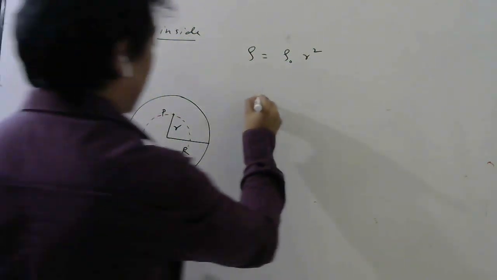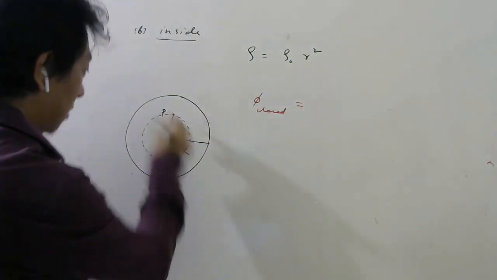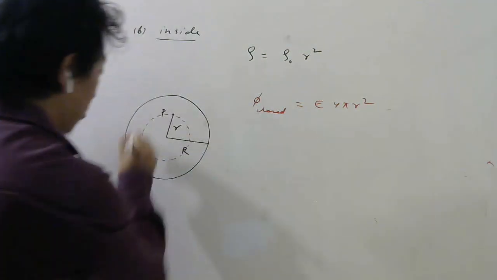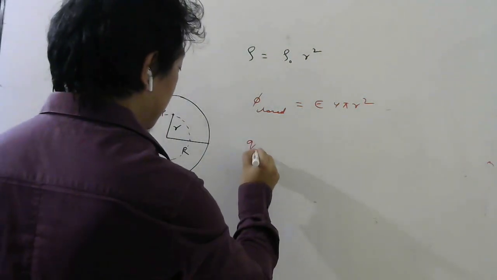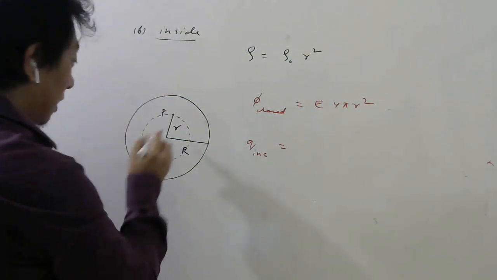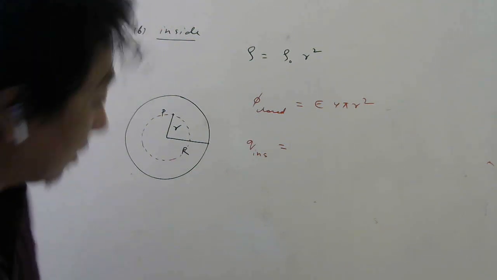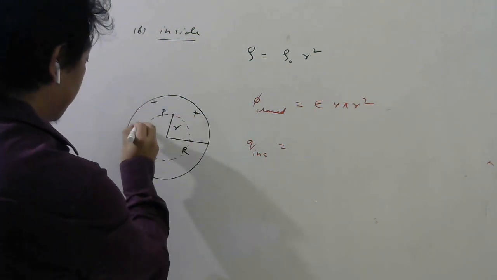Then find the flux through the Gaussian surface. So flux through this closed surface will be E into the area of the sphere, which is 4 pi small r square. Okay. Now I need to find the charge inside. Now charge inside will not be this whole charge. See, charge is in this given sphere. Given sphere was of what radius? Capital R. Charge is everywhere here.